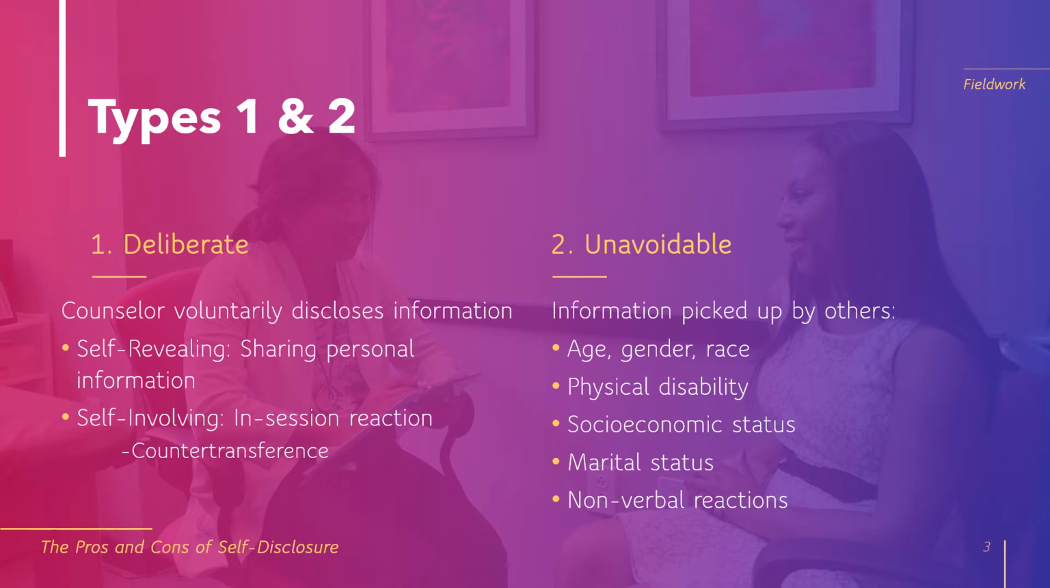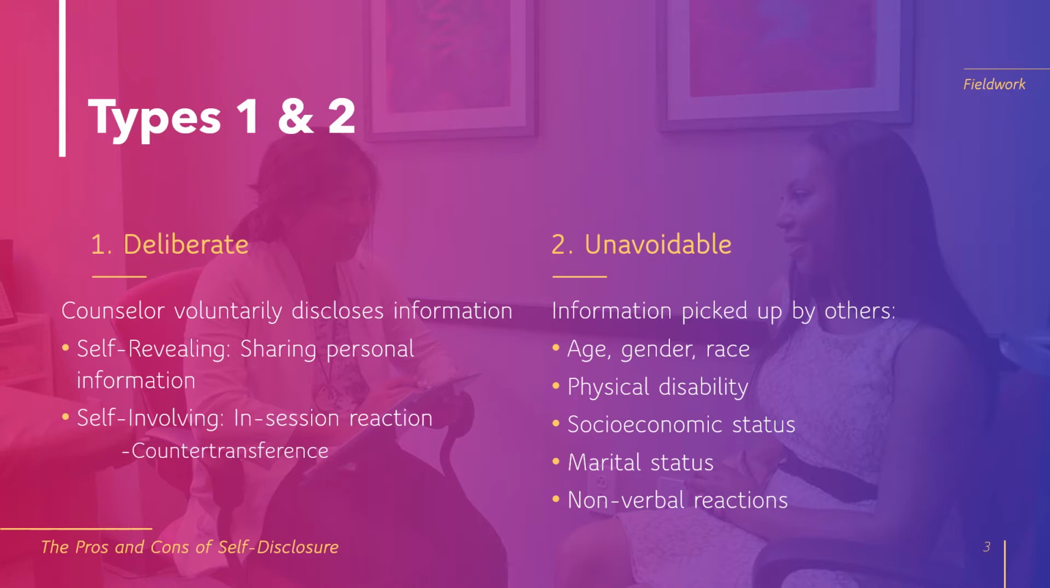Type 2 is called unavoidable self-disclosure. This is information that other people pick up about you just by seeing you, interacting with you. It can be anything from your age, your gender, your race, physical ability, your socioeconomic status, whether you're married or not. For example, if you do wear a wedding band, people are going to assume that you're married, probably. Even some of your nonverbal reactions may give cues to the client about how you're feeling or what you're thinking when you may not intend it to.